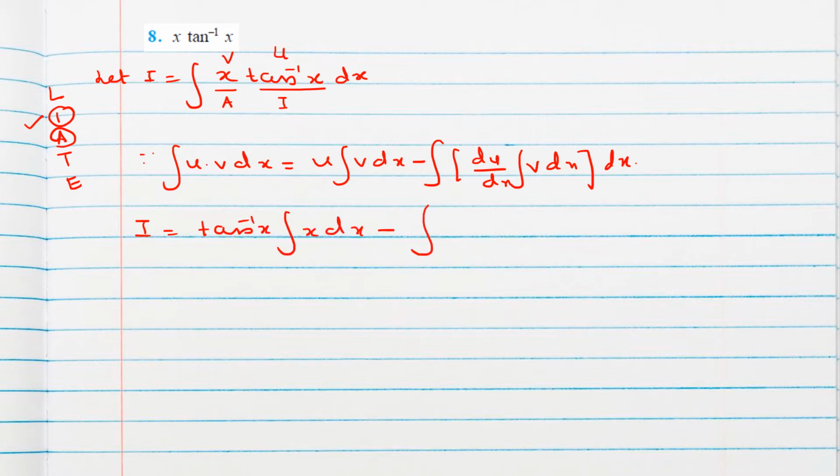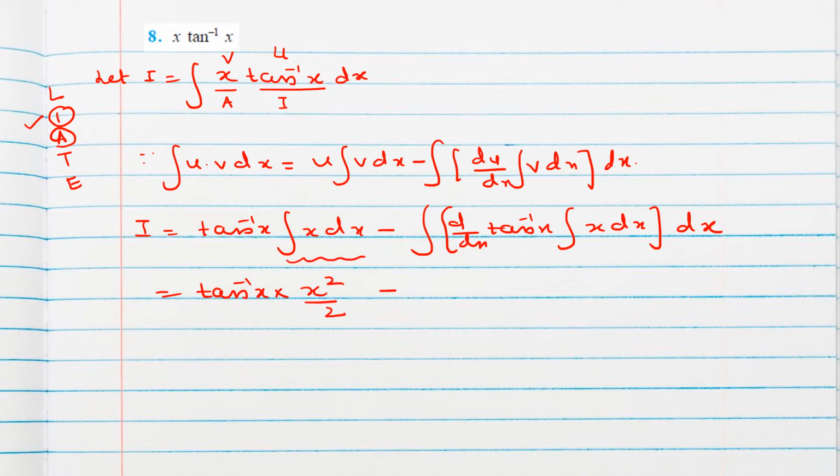Here derivative of tan inverse x, integration x dx. So tan inverse x will be same. Integral x dx we can apply the power rule. Here 1 by 1 plus x square, derivative of tan inverse x, and here x square by 2. So x square by 2 tan inverse x we can write, minus 1 by 2 we can write outside.